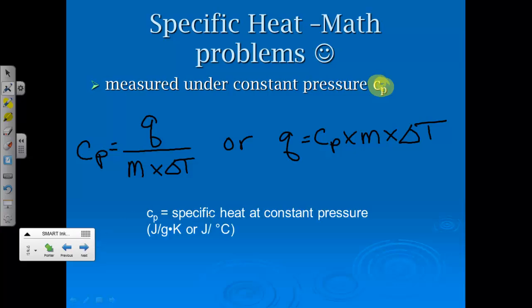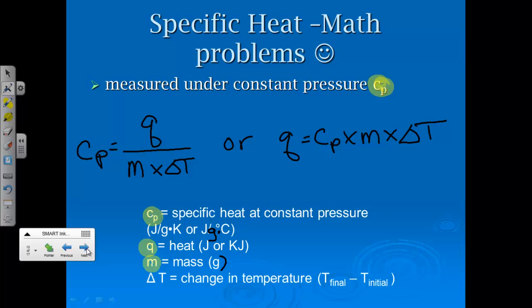Now, Cp, like we said, is going to be the specific heat at constant pressure, and the units for this are either going to be joules over grams times Kelvin, or joules over, actually there should be a G in there, joules over grams times Celsius. And I'll show you where that comes from. Q is heat, which we talked about earlier. It's going to be measured in either joules or kilojoules, so there's the conversion that we mentioned. M is mass, which is grams, which hopefully at this point we've got drilled into our head. And lastly, you have delta T.